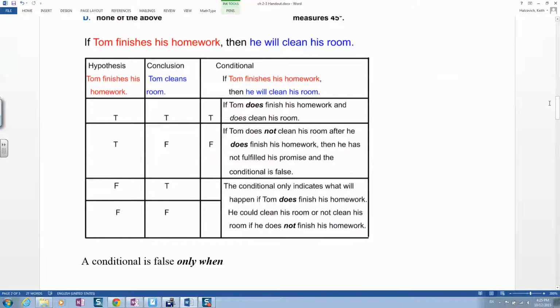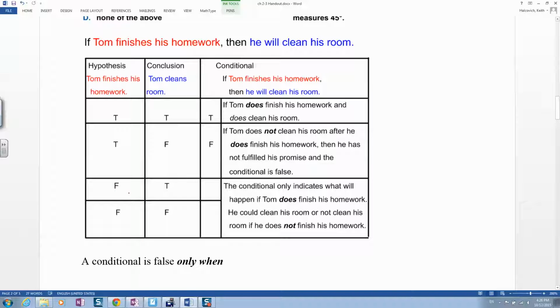All right. Here we're talking about when a conditional statement is true or false. If the hypothesis is true and the conclusion is true, then the conditional is true. If Tom does finish his homework, he does clean his room. If the hypothesis is true and the conclusion is false, then the conditional is false. If he finishes his homework but doesn't clean his room after it, then that is a false statement.